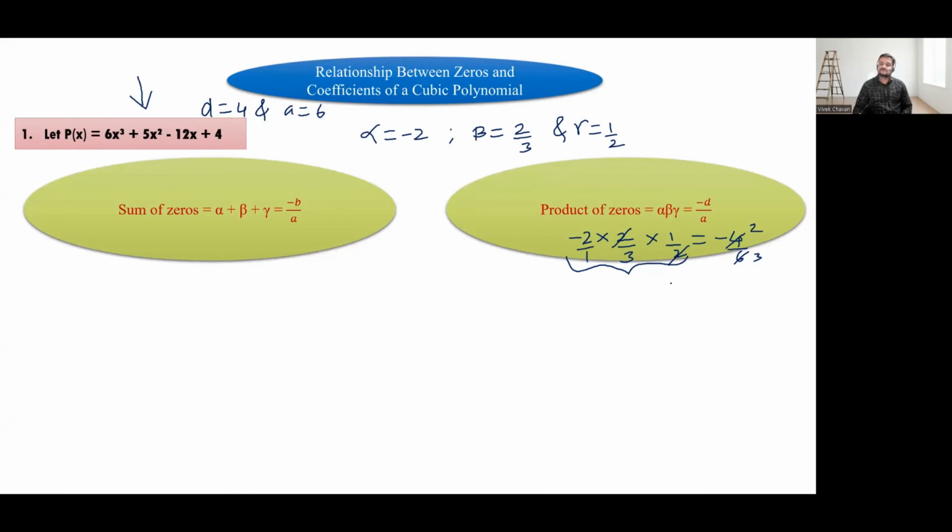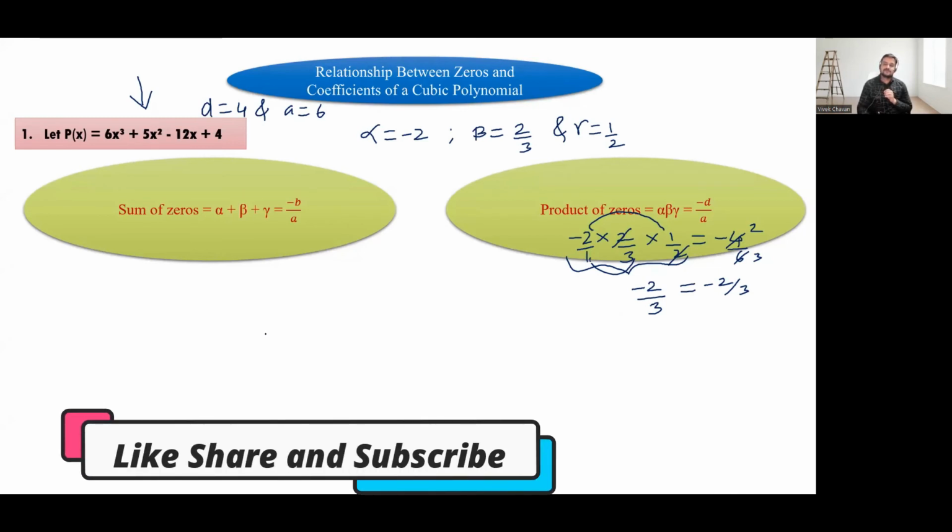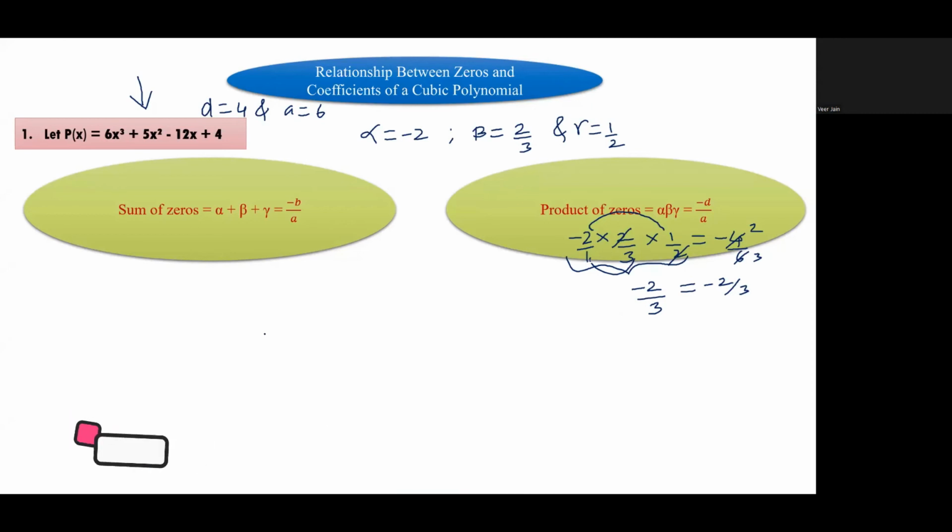Yes, Akshita. Sir, we will get -2/3. See, in the numerator only -2 and this 1 is remaining, so after multiplication we get -2. In the denominator this 1 and this 3 are left, so 3 in the denominator. So -2/3 will be equal to -2/3. So here this product of zeros is also verified. What is the next thing? The third thing is also there in case of a cubic polynomial. What is that? Yes, Veer. Sum of product of zeros.